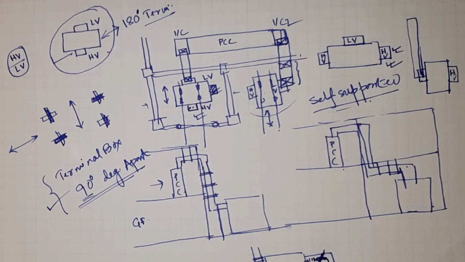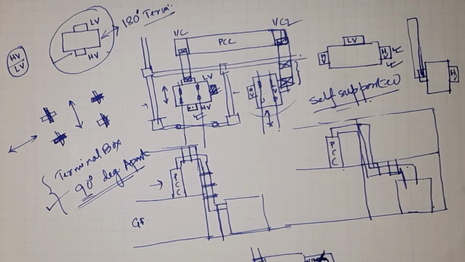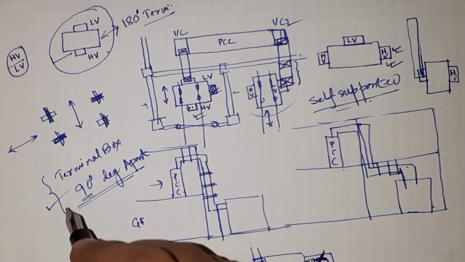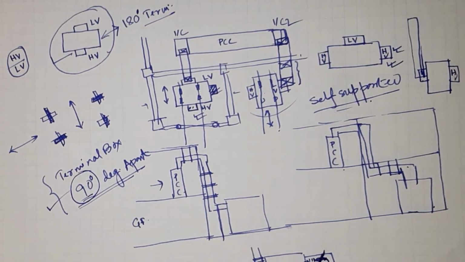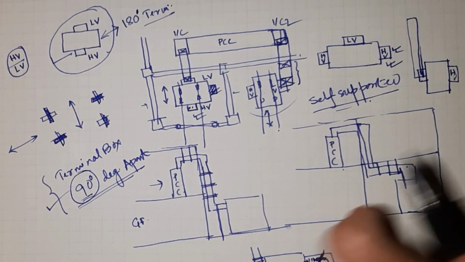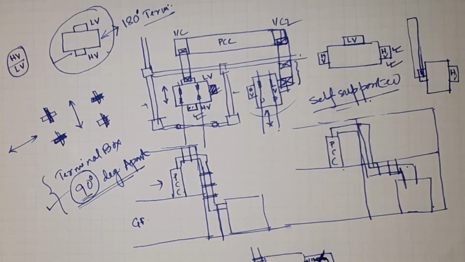So this is a very practical thing you need to consider for substation layout. Personally, it is one of my most favorite items, to take the transformer terminal boxes at 90 degrees apart because of its design advantage.